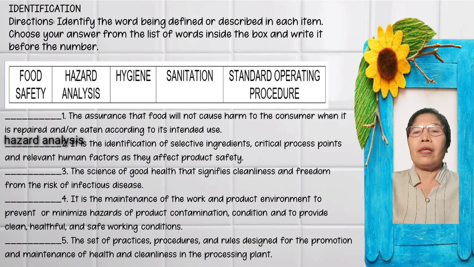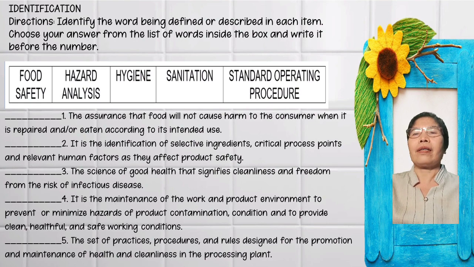Number 3. The science of good health that signifies cleanliness and freedom from the risk of infectious disease. Is it food safety, hazard analysis, hygiene, sanitation, standard operating procedures? What's your answer? Correct. It is hygiene.